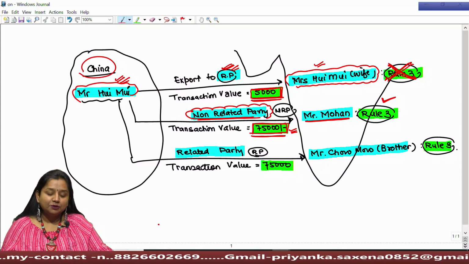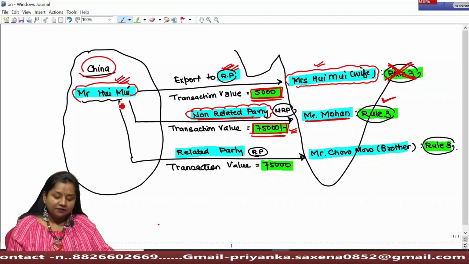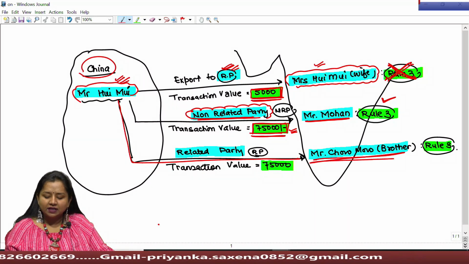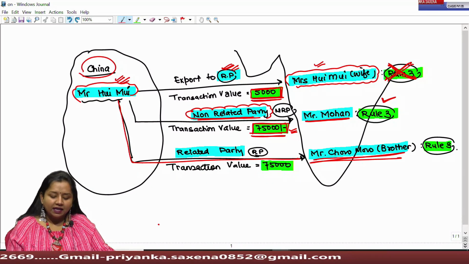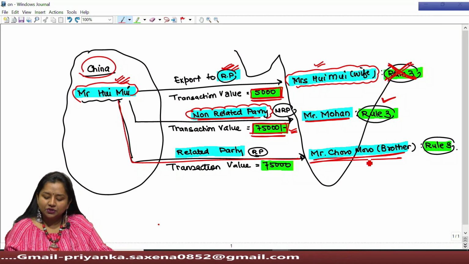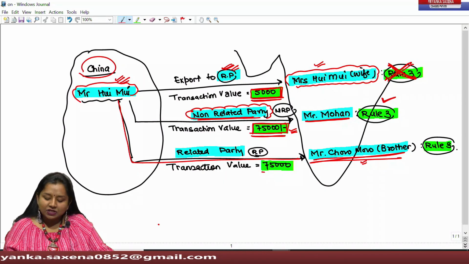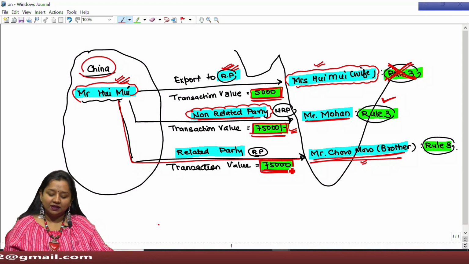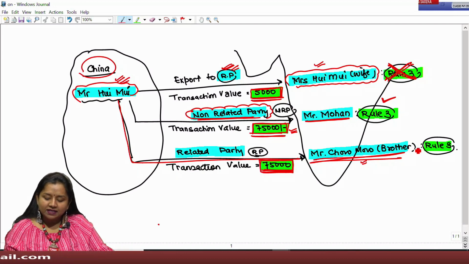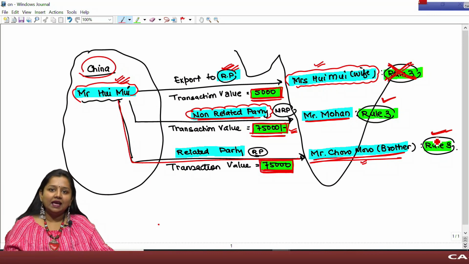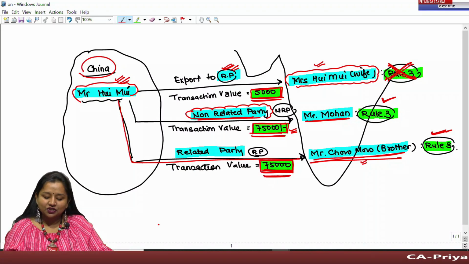However, there is an exception to it, which says that if the exporter exports goods to any of his related party, for example, in the given case, Mr. Huimui selling goods to Mr. Chow Mao, his brother, and he does not manipulate the price in the invoice even in the sale to his brother, then the lawmaker says that Rule 3 can be applicable by determining the assessable value on such transaction value.